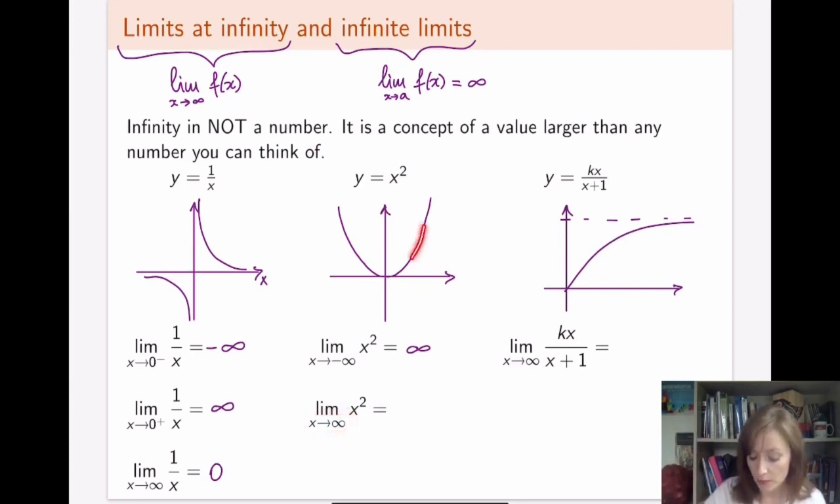Same for positive infinity here. My graph over on the positive side keeps rising up, and I can reason the same way for numerical understanding. If I plug in a really, really large number and then square it, my output is going to be an even bigger positive number. So this will also be positive infinity.